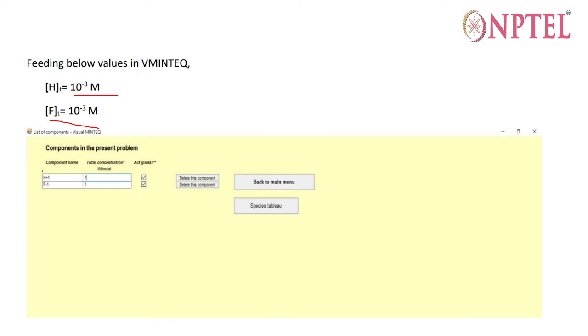So if you just give inputs in the V min tech software, with regard to H plus ions and the fluoride, whatever is there, how much present is there. I'm writing in millimolar, that's why I'm writing only one, because this is 10 to the power minus 3 molar. So just convert into millimolar and just go to the back menu and then just run V min tech.